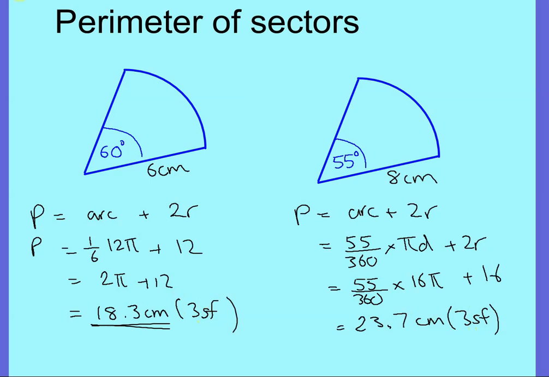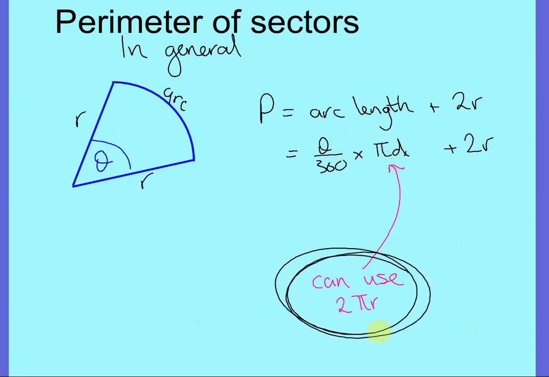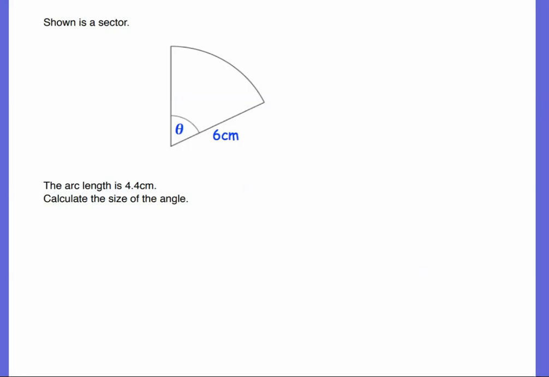Okay, so to sum up, you have the arc length, which is a fraction of the circumference. I used to use this formula. I prefer it actually, 2 pi r, so 2 r's is the diameter. You write it that way because these are both numbers. This is an unknown. Plus 2r. So that's the formula. So let's now apply that to some harder questions.